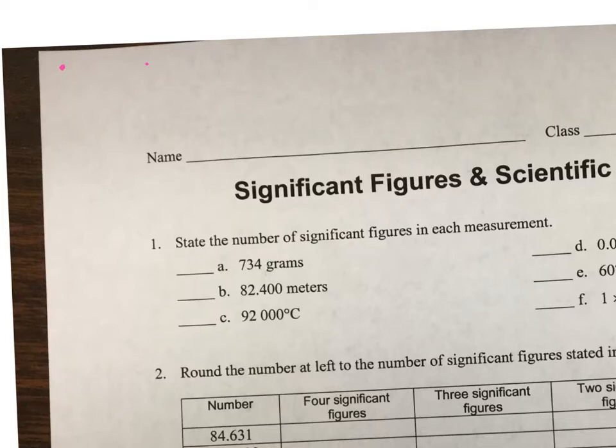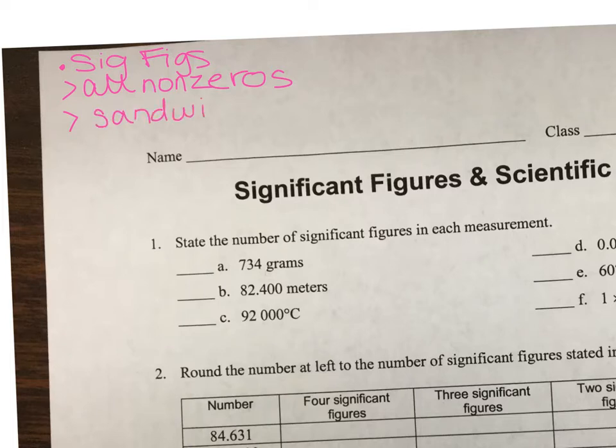Good. Okay. Let's start with that one. I like that one. All non-zeros. Okay, so sandwich zeros count. Does everyone understand what I mean when I say sandwich zero? Okay, so something stuck in the middle. Okay, so we have a number, 0, number.